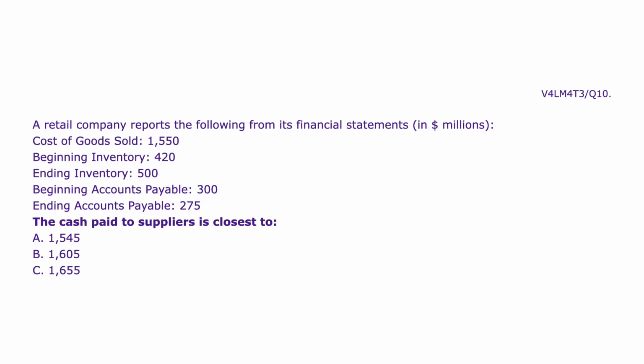A retail company reports the following from its financial statements in $ millions. Cost of goods sold $1,550. Beginning inventory $420. Ending inventory $500. Beginning accounts payable $300. Ending accounts payable $275. The cash paid to suppliers is closest to: A. $1,545, B. $1,605, C. $1,655.